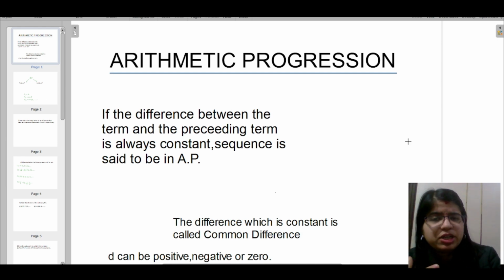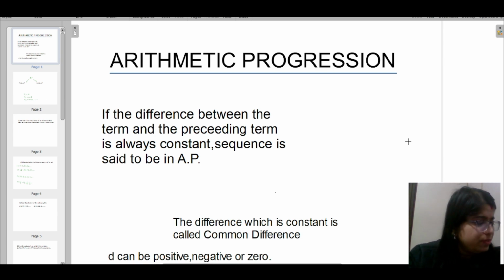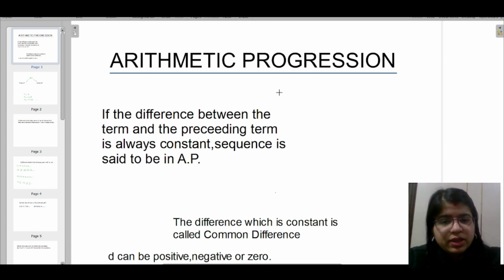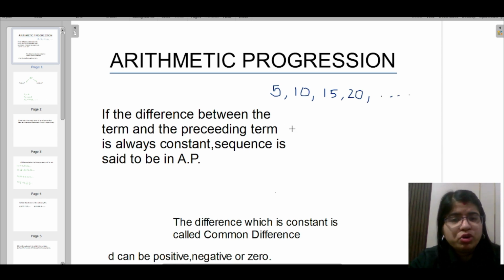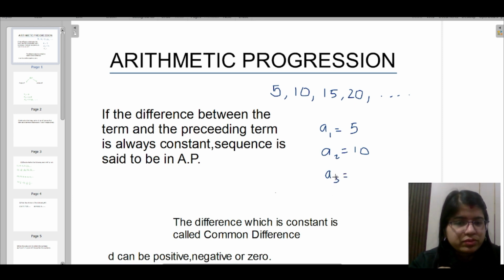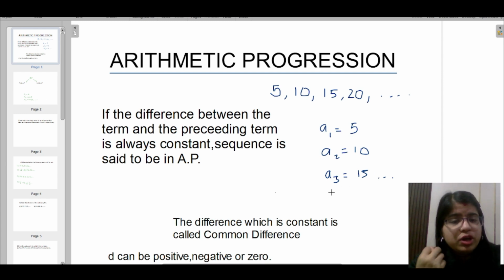So students, what do I mean by arithmetic progression? In arithmetic progression, we will see that the difference between a term and the preceding term is going to be constant. Suppose I give you an example, like if we have 5, then 10, then 15, then 20, and so on. What we can see here is that the first term is 5, then the second term is 10, then the third term is 15, and so on.